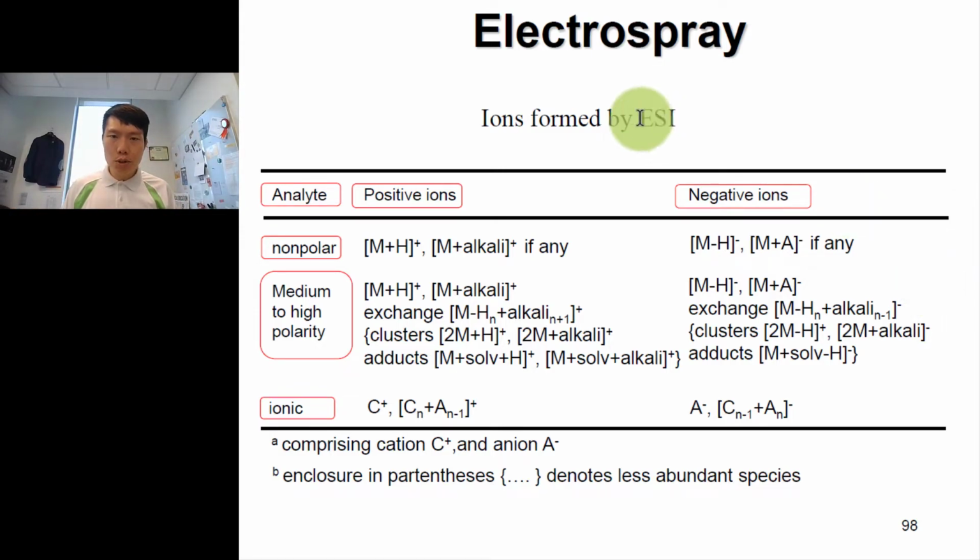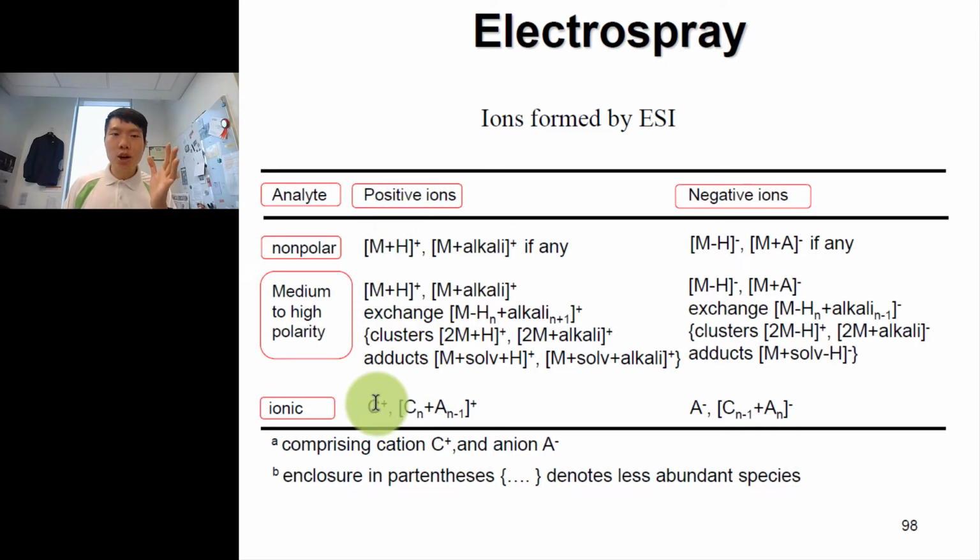So this part, right, I'd like you to summarize what kinds of ions are formed by ESI here. So first we look at the positive ions. Right, if you analyze non-polar, you have this M plus H, the H plus, or you get M plus an alkali, which could be ammonium, right? So NH4, for instance. We have the analyte being medium to high polarity. You have the same thing, and of course some exchange, right? There's a plus 1 here, and in this parenthesis, you have this cluster of 2M, your dimer plus H, 2M plus alkali, etc., and they form when they join temporarily. But these are your less abundant species.